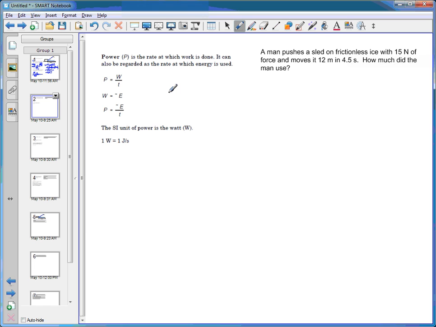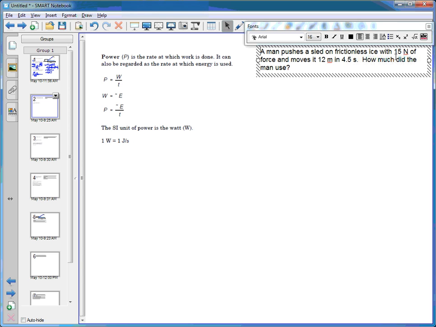Okay, so let's look at an example. A man pushes a sled on frictionless ice with 15 newtons of force and moves it 12 meters in 4.5 seconds. How much power did the man use?